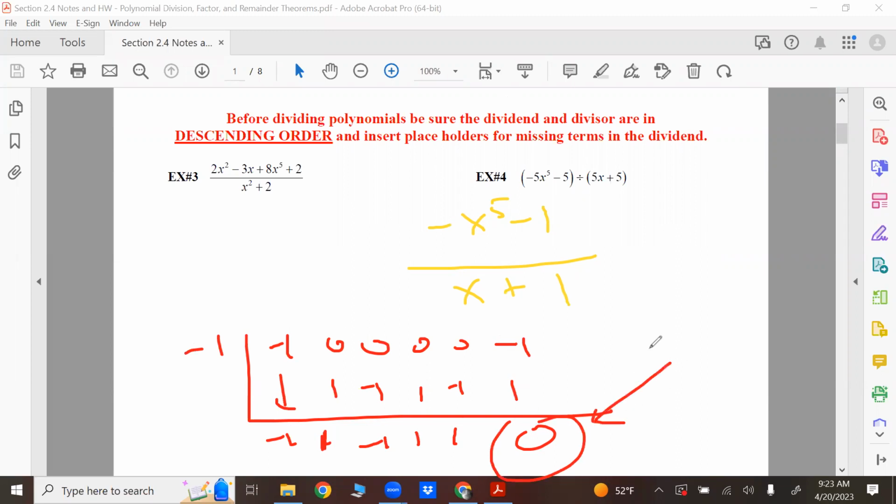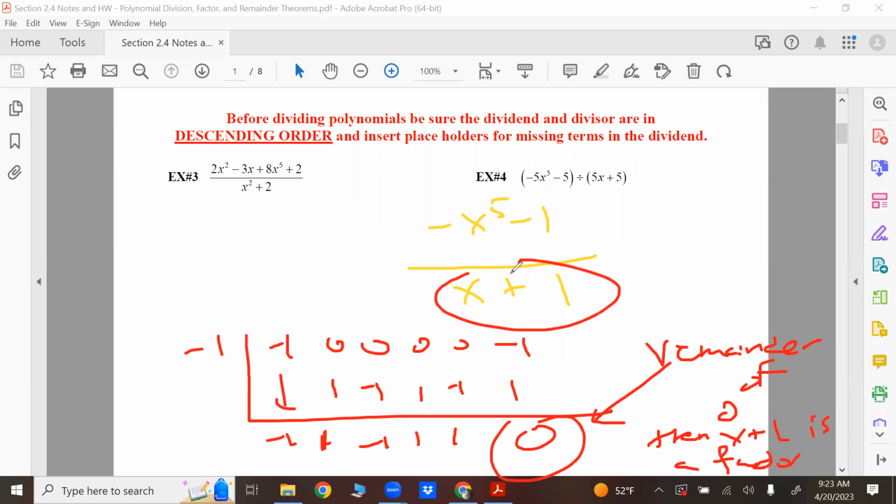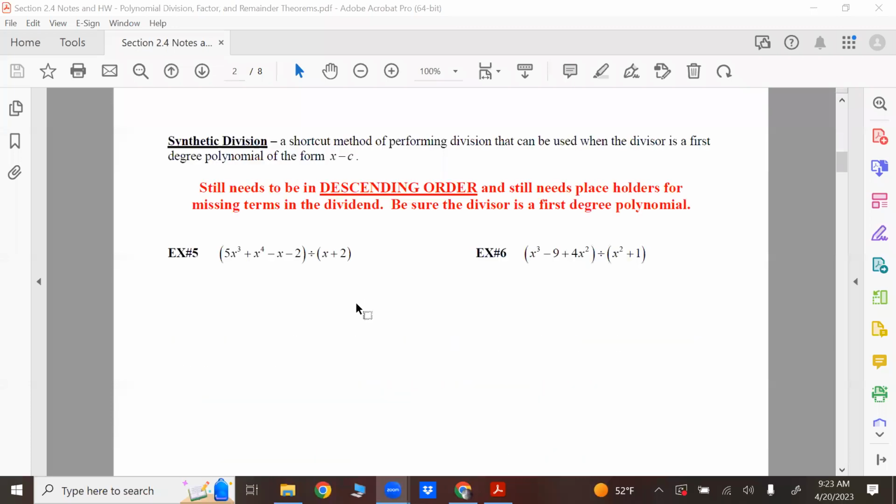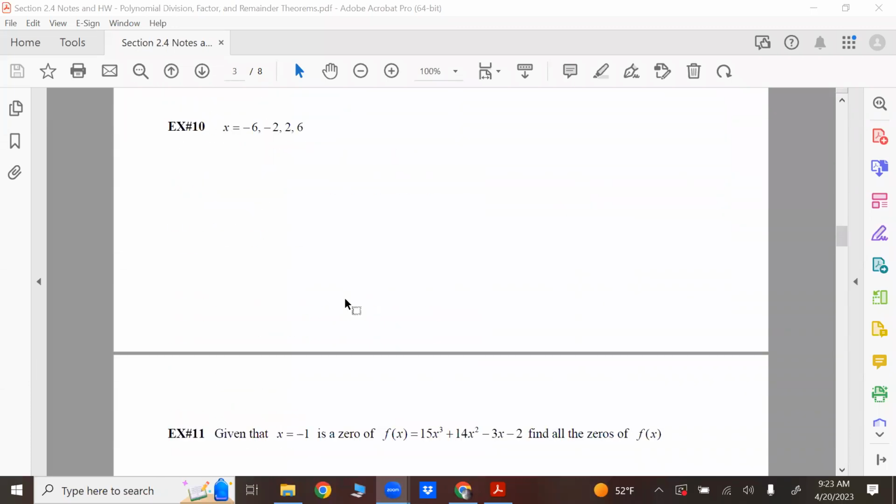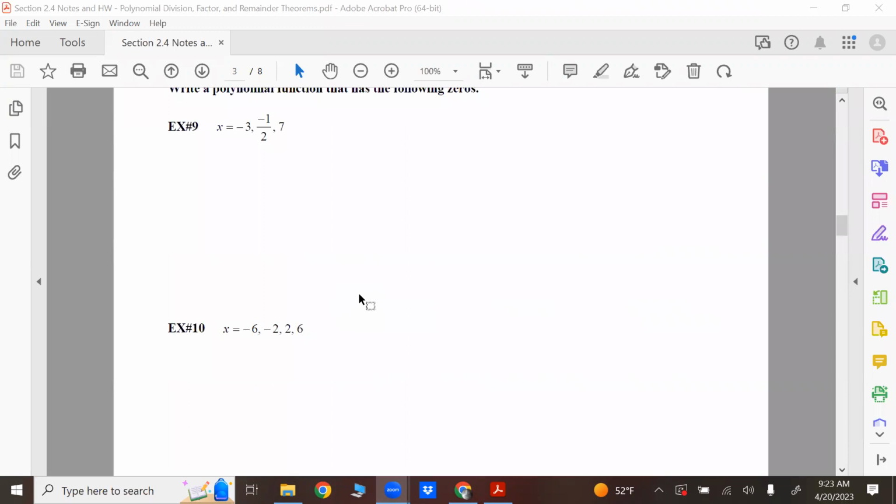Here's the thing, because you get a remainder of 0, then x plus 1 is a factor. Because it means it went cleanly, right? Everything's divided cleanly, you get zero remainder, right? So this means x plus 1 is a factor. That's called the factor theorem. And we're going to drive this point home a lot next week. But I care more about the mechanics of the stuff.